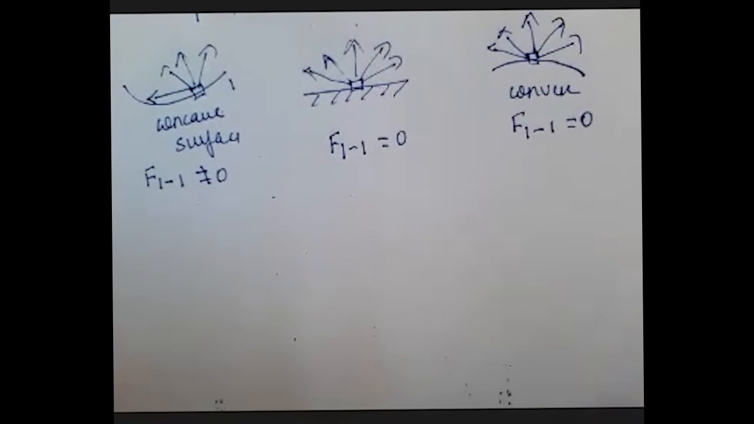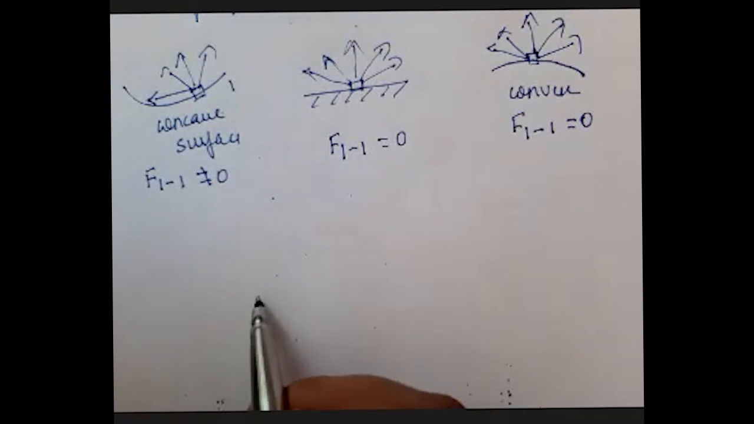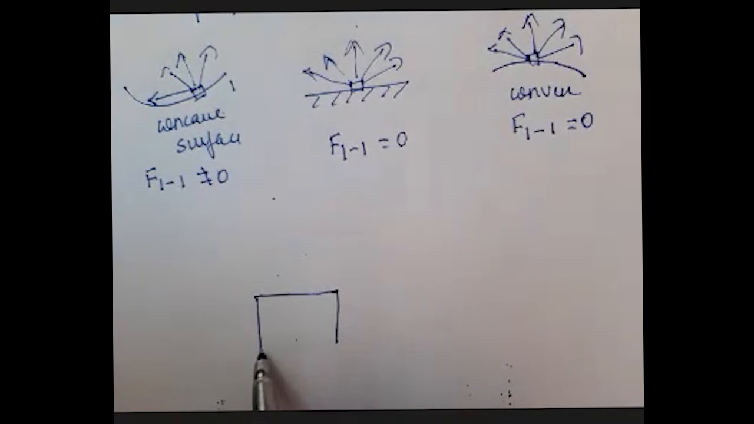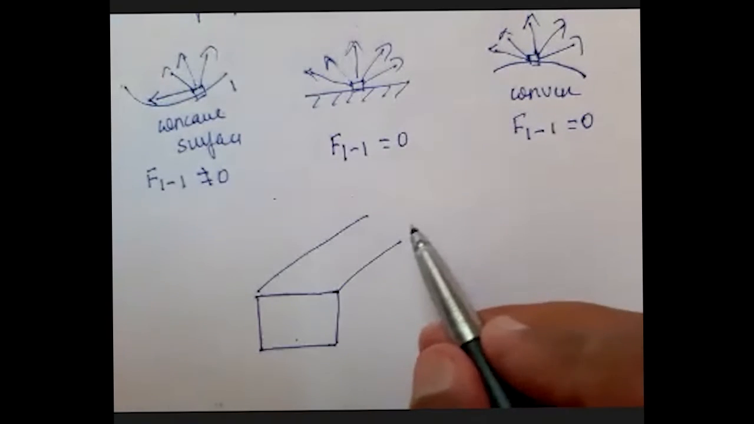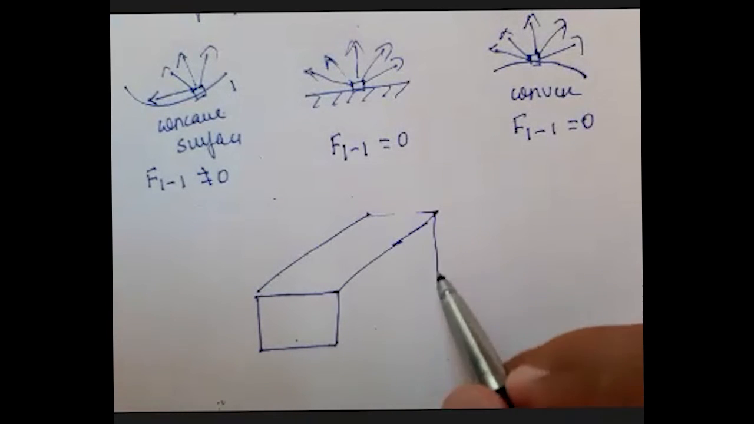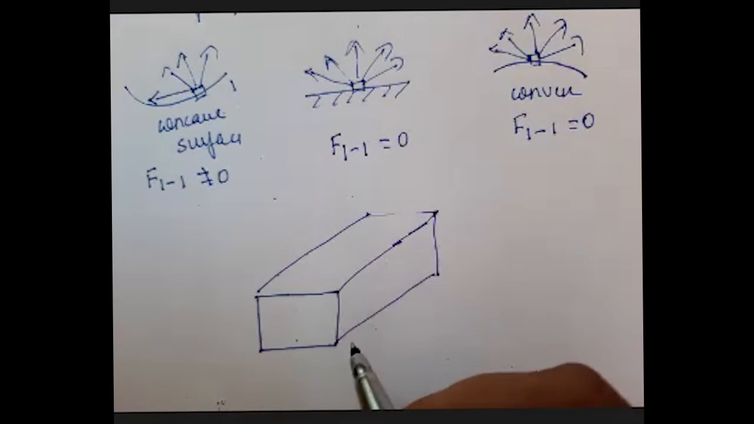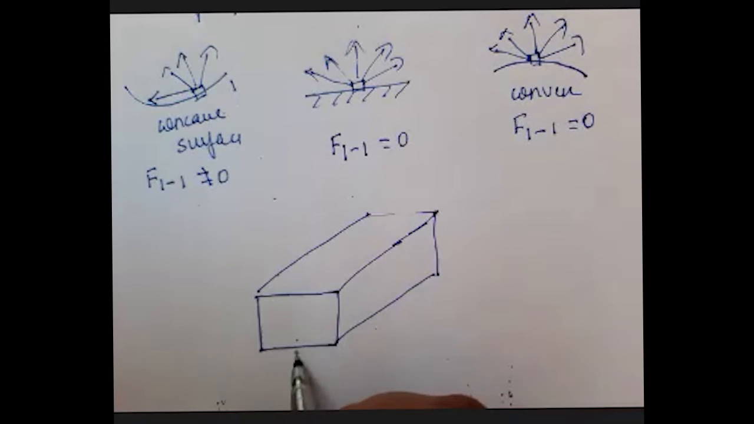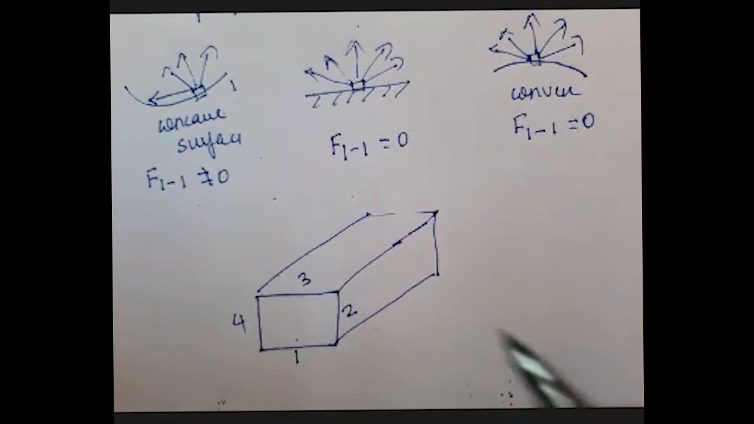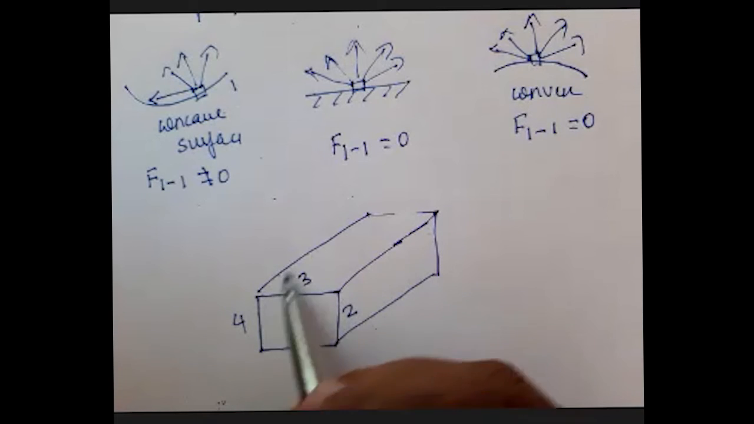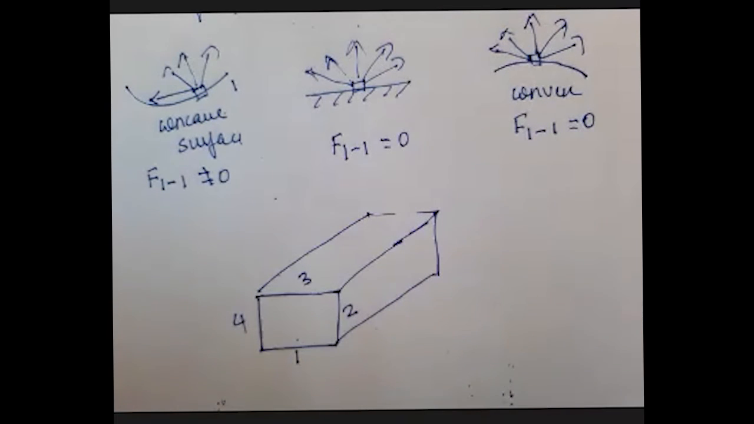Now, instead of considering only one small surface, let me consider a room. I'm drawing it in 3D. I'm going to consider the bottom surface as surface 1, this wall as surface 2, this wall as surface 3 and this as surface 4.